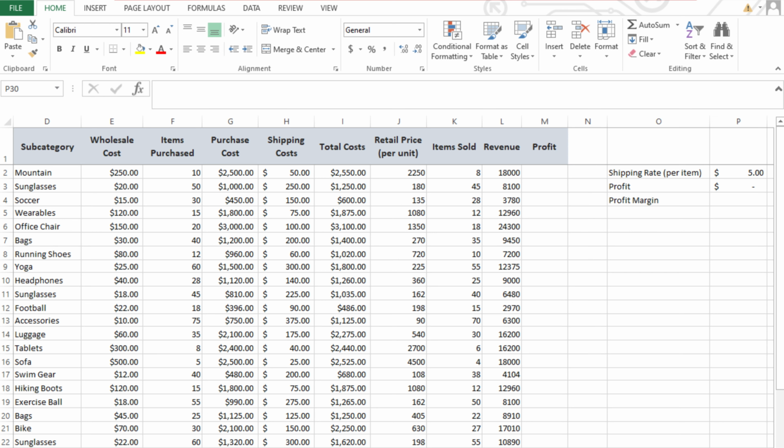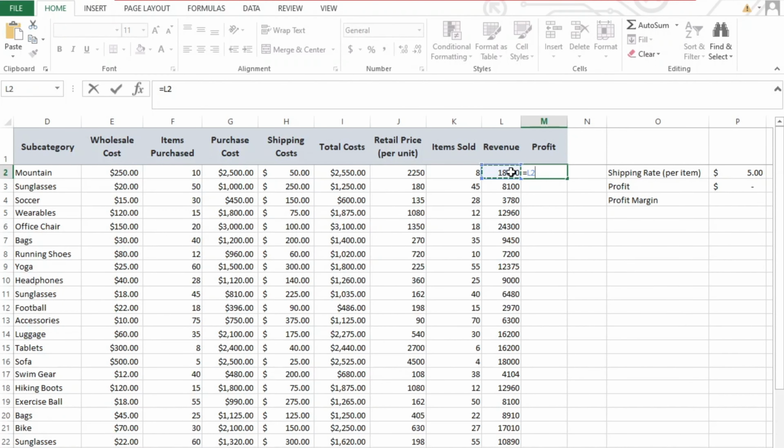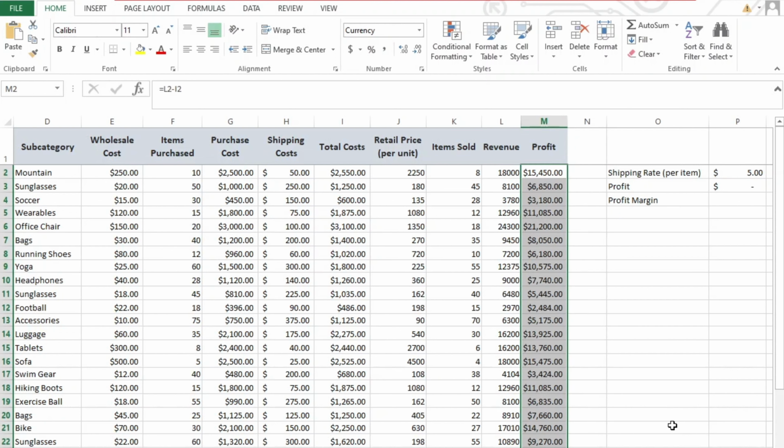Our next task involves determining the profit earned from our sales endeavors. To achieve this in Excel, we will subtract the total cost located in column I from the revenue figure we calculated earlier. The formula will be =L2-I2. This formula performs a simple subtraction, deducting the total cost from the revenue to calculate the profit. Once set in cell M2, Excel will promptly compute the profit earned from our sales transactions.